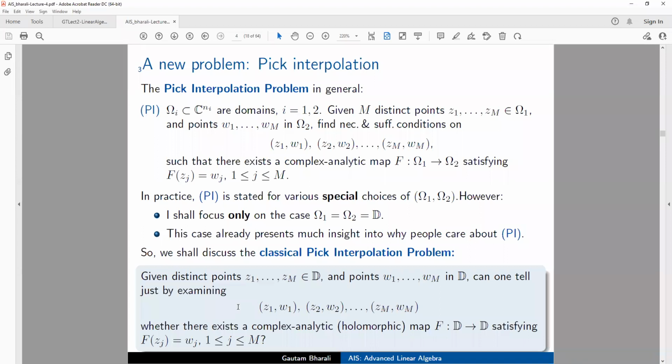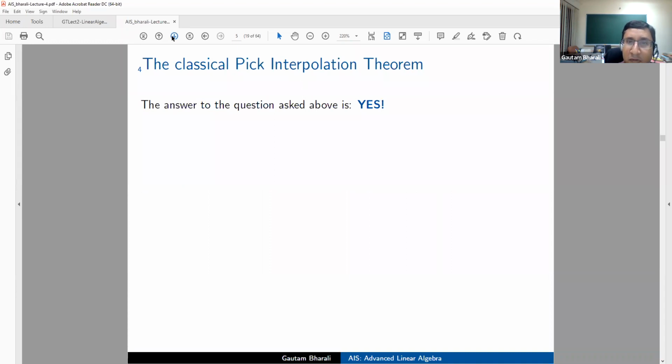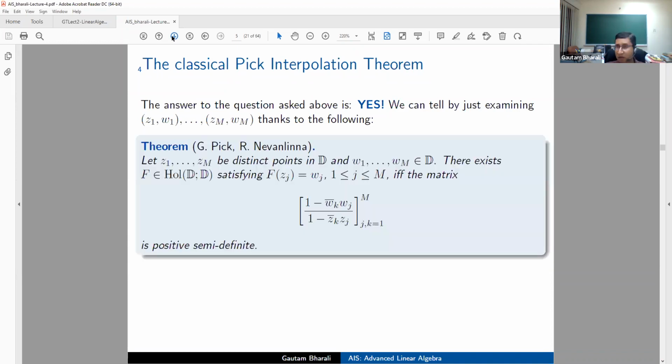So the question is, can one tell simply by examining the points that were given to me whether there exists a complex analytic map from the open unit disk? And this is important. The image must also lie in the open unit disk such that Zj is mapped to Wj. This is our problem. And the answer to this question, at least in the classical case, is yes. And there is this extremely beautiful theorem proved independently by Georg Pick and Rolf Nevanlinna.